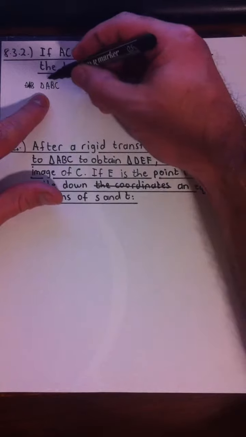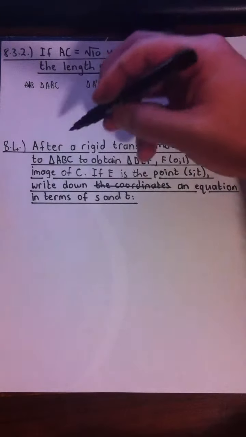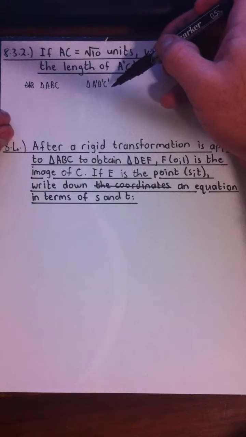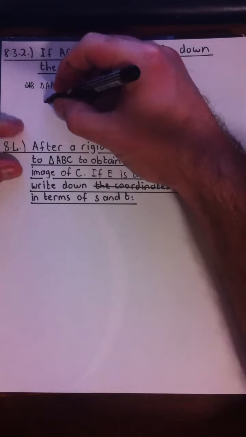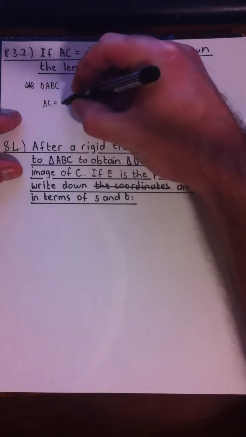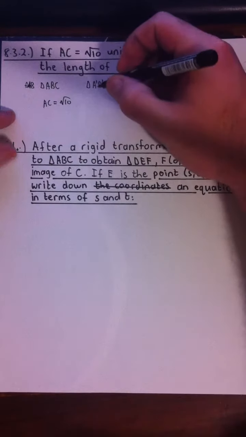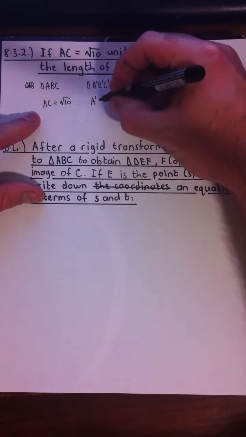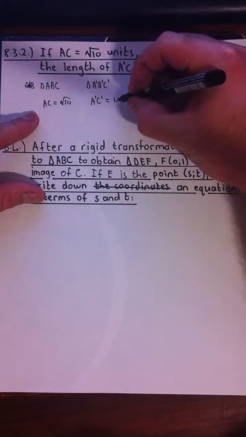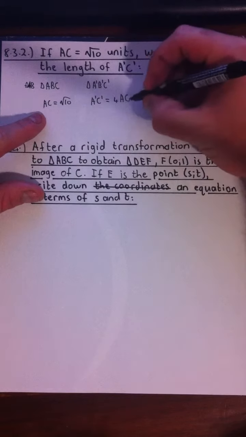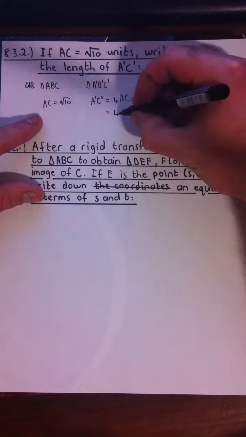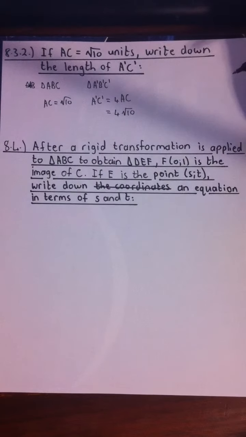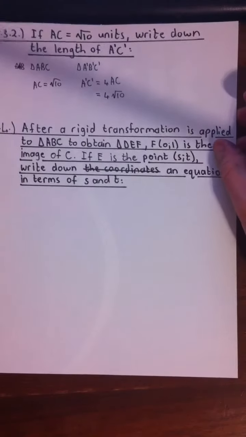So each distance, the distance between AB, between AC, and between BC, all have to be multiplied by 4 to be equal to the distance between A prime, B prime, A prime, C prime, and B prime, C prime. Okay, so the original distance between AC is square root 10. So now we know that for the new triangle, the distance between A prime, C prime will be equal to 4 times the distance between AC, and that is equal to 4 times square root 10. That's your answer. In this case, a very short description. Okay, last question for number 8.